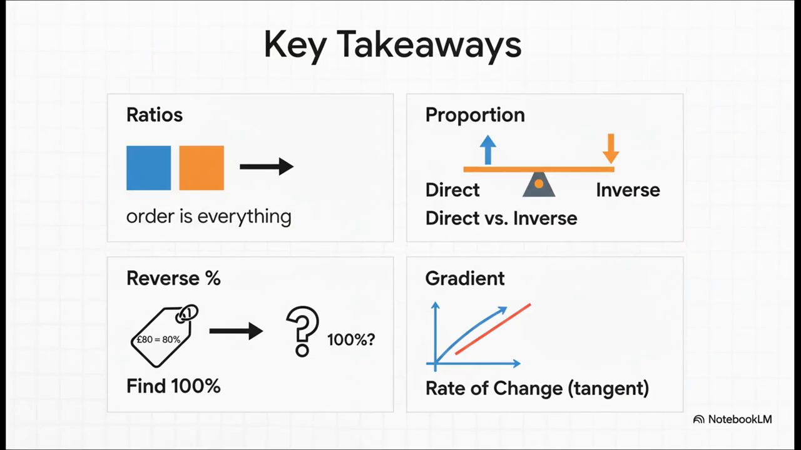Okay, let's do a super quick recap of the absolute must-knows. 1. Ratios are all about order. 2. Direct and inverse proportion are opposites. One goes up together, the other is a trade-off. 3. For reverse percentages, figure out what percentage you actually have before you do anything else. And 4, gradient is rate of change. And for a curve, a tangent gives you the rate at one specific moment.